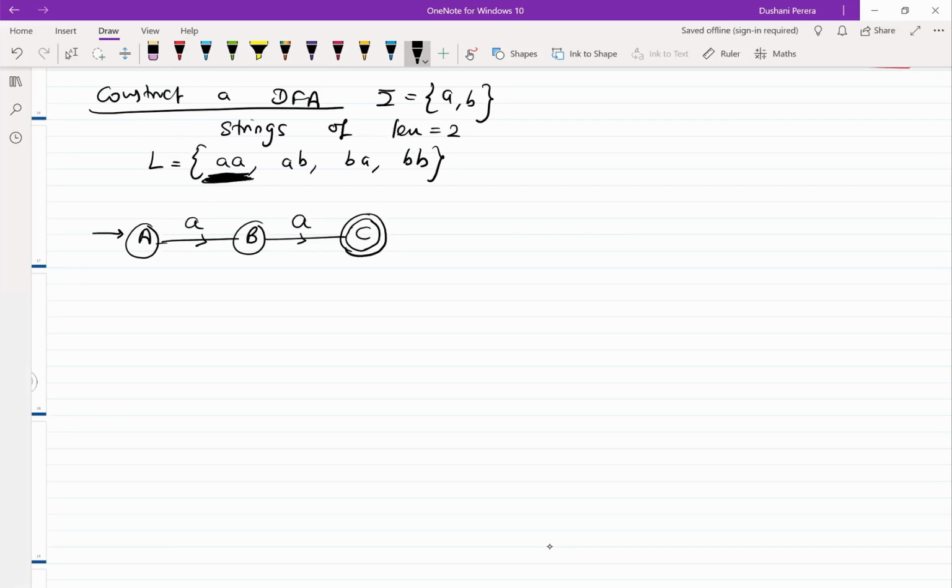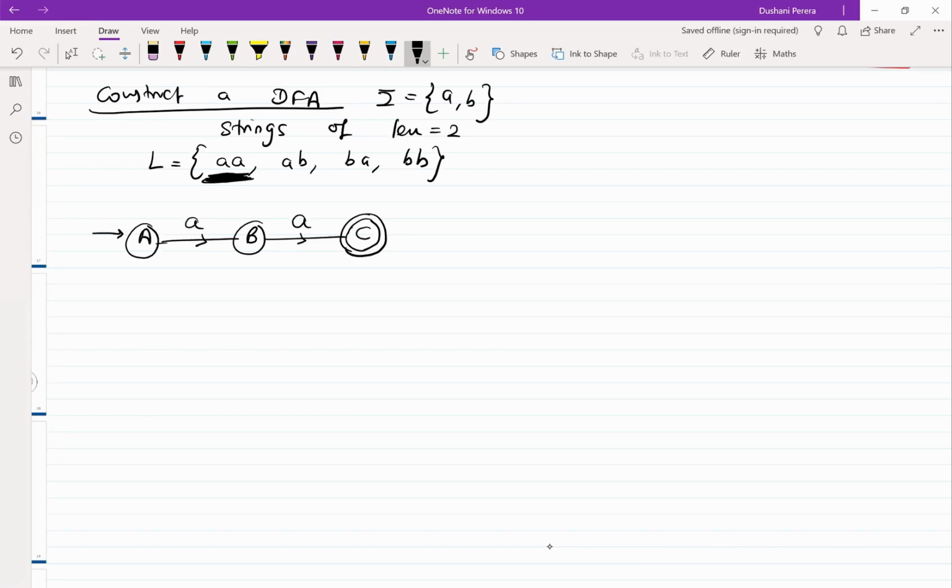We can't accept it, because going to the final state would not be accepted either. So C has to be a final state for that. Okay. Then we check whether this is a DFA already. Now, is this a DFA? No.